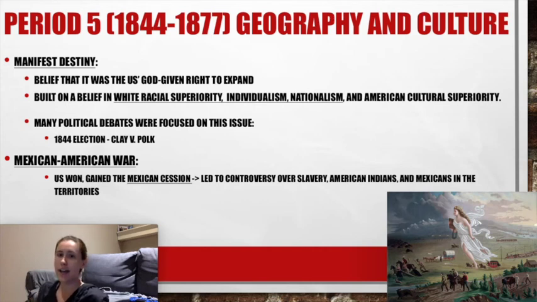And then we have a belief in American cultural superiority, in particular that Anglo-Saxon Protestant superiority, the idea that American culture is the best in the world and that American culture should expand. There are many political debates really focused on this issue at the time.